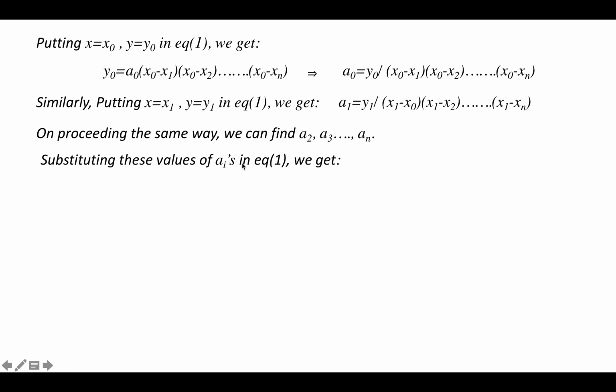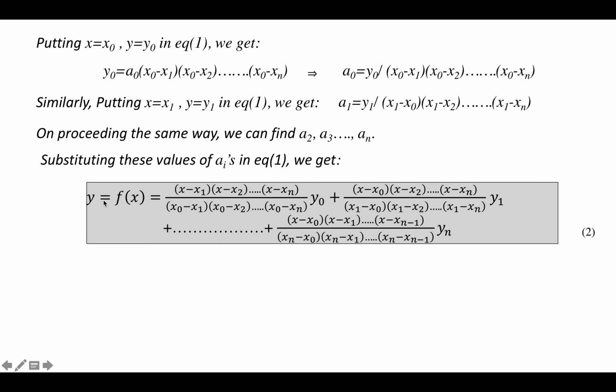Substituting these values of ai's in equation 1, we get y is equal to f(x) is equal to (x minus x1)(x minus x2) up to (x minus xn) divided by (x0 minus x1)(x0 minus x2) up to (x0 minus xn), into y0. Similarly, plus the a1 term into y1, plus and so on, up to the an term into yn. This is our equation number 2. And actually this is the Lagrangian interpolation formula.